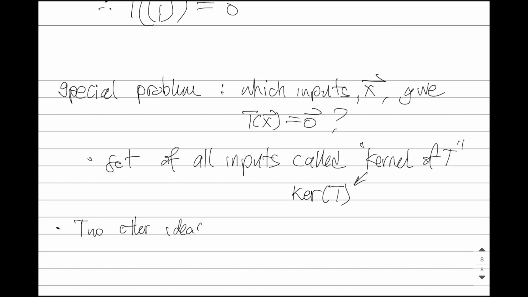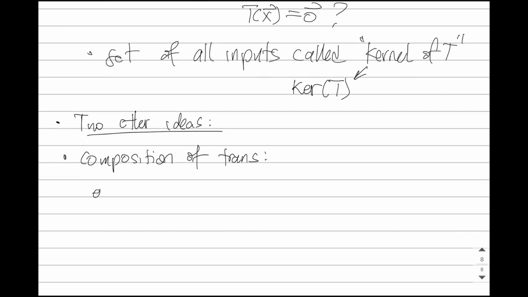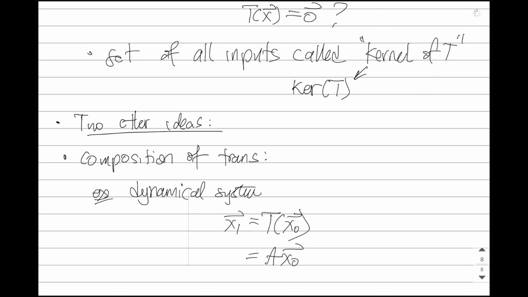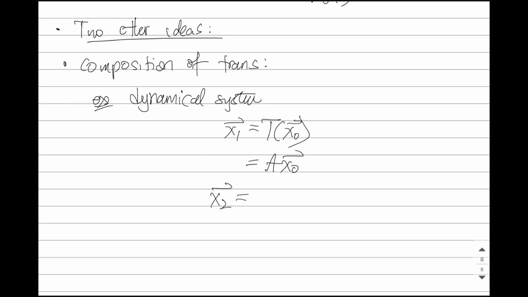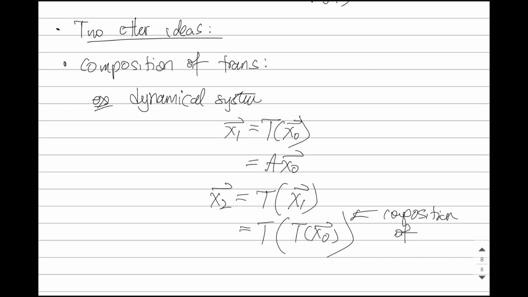One is what's called the composition of transformations. Can I apply one transformation to another? When we talked about dynamical systems, we said the state of the system on day 1 is taking the transition function and applying it to the initial state. Take this transformation and apply it there. If I wanted the state on day 2, I would have to apply this transformation to the state on day 1. And that's kind of like saying apply the transformation to the transformation on day 1. This is what's called a composition of transformations.